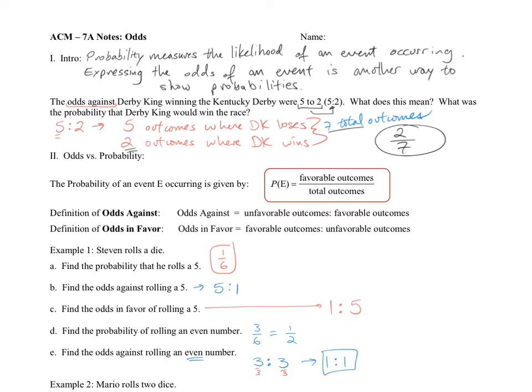Because for every odd number, there's an even number on a 6-sided die.